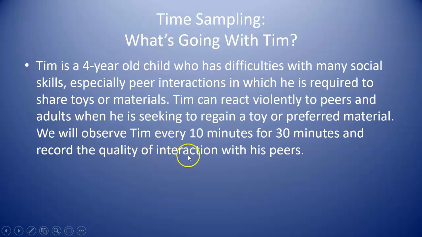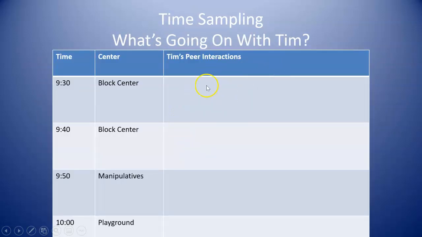Another thing we might do is we might write out what we see in these different areas. So he's at the Block Center at 9:30, just a couple of anecdotal notes about what we see happening each of these times. We can also observe across these times and do tallies for the number of times that we see Tim hitting a friend, doing something he's not supposed to, etc.